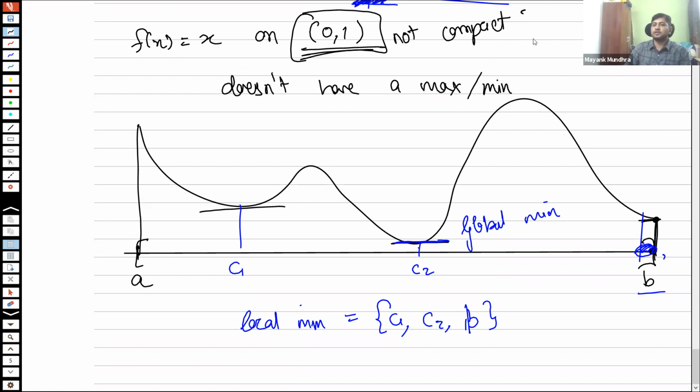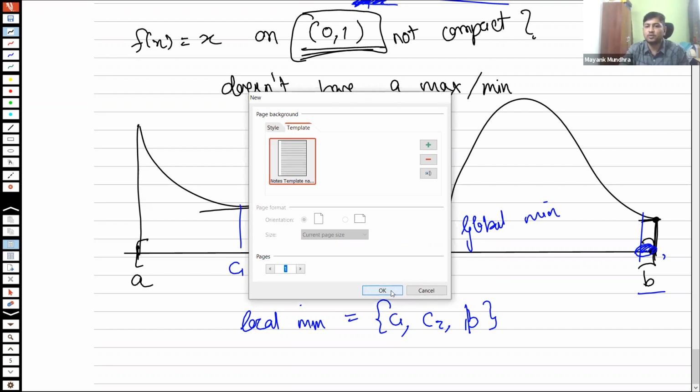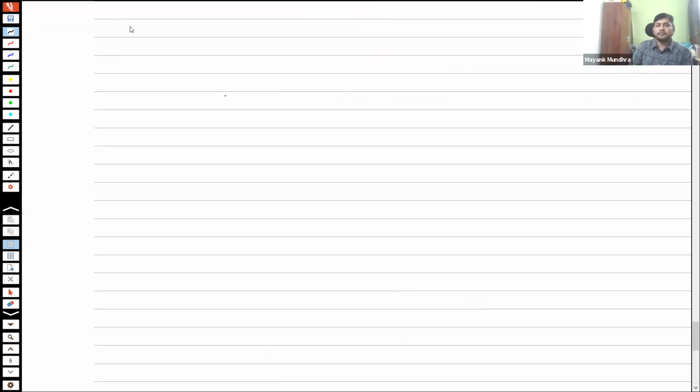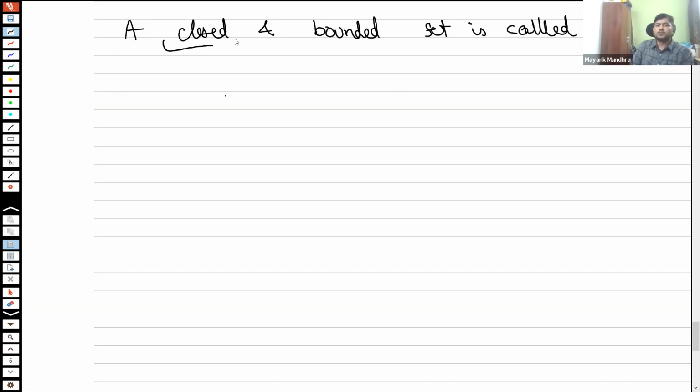So the question is, what is a compact set? A compact set is a closed and bounded set. A closed and bounded set is called compact. Okay. So it should be closed and it should be bounded.